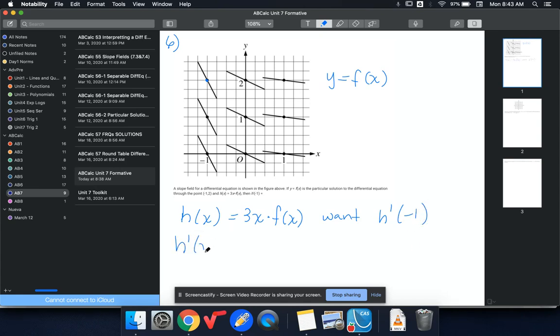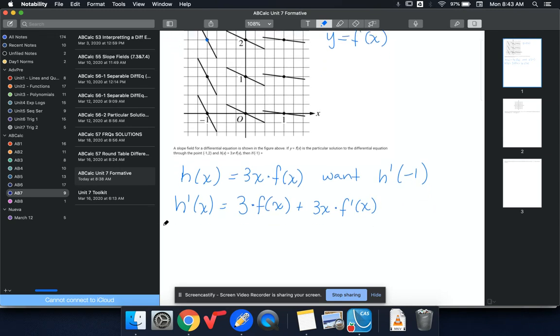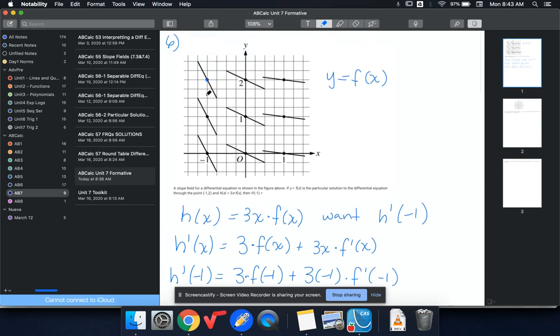Well, h prime of x, that's product rule. So it's going to be the derivative of this is 3 times f of x plus 3x times f prime of x. And I want h prime of -1. So h prime of -1 is going to be 3 times f of -1. I know that f of -1 is 2 plus 3 times -1 times f prime of -1.